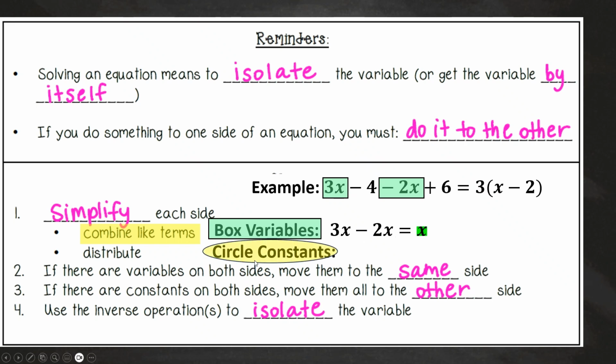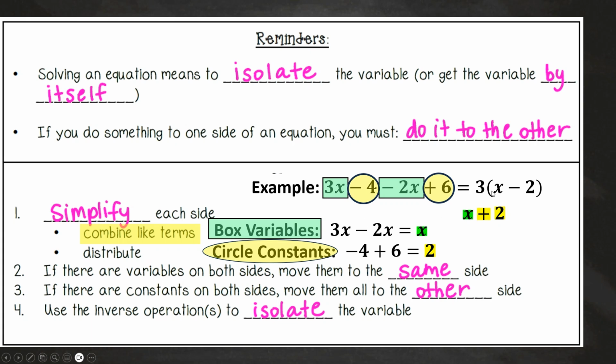Then we're going to circle our constants. And here we have a constant, negative 4. Again, I'm going to include the sign in my circling. And I have a positive 6. So I will include that positive sign with my 6 so that I remember that that is a positive 6. When I combine these like terms, negative 4 plus 6 is a positive 2. So now I have simplified the left side of the equal sign. This all became x plus 2.